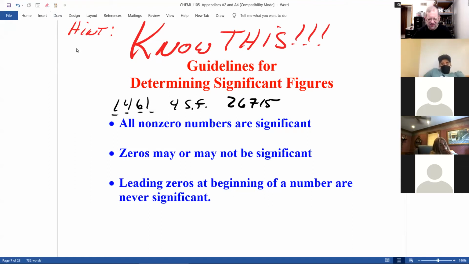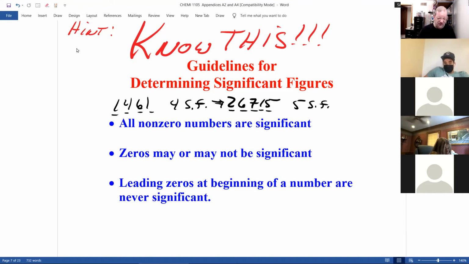I'm going to let you have a try. How many significant figures are in that number? Your turn. Remember, all non-zero numbers are significant. And time's up. Put down your pencil and pen. All right, we have 1, 2, 3, 4, 5 non-zero numbers. Therefore, this has 5 significant figures.